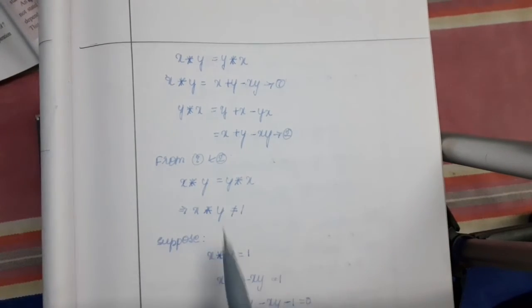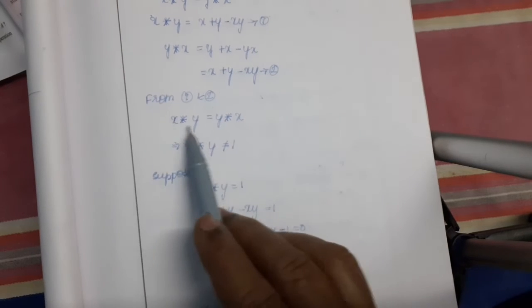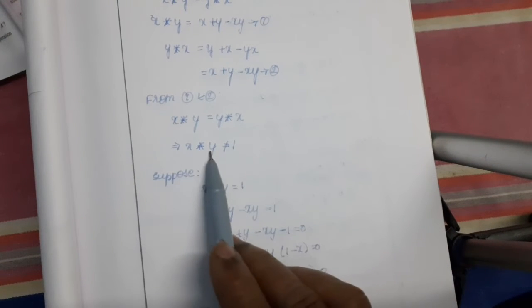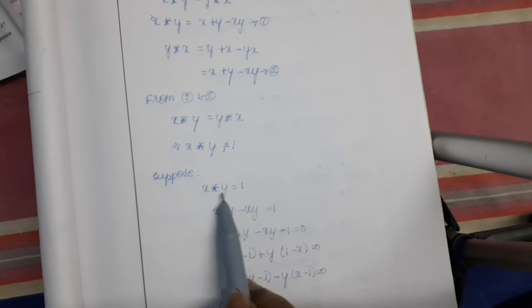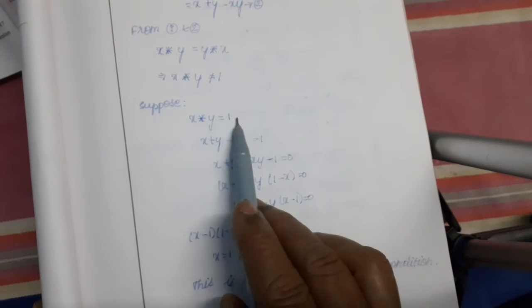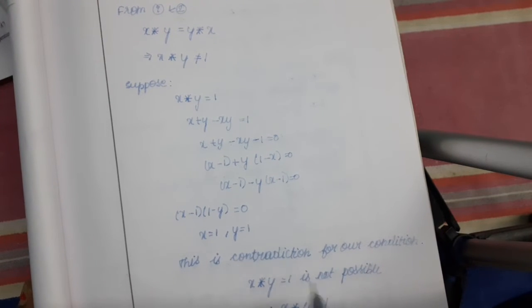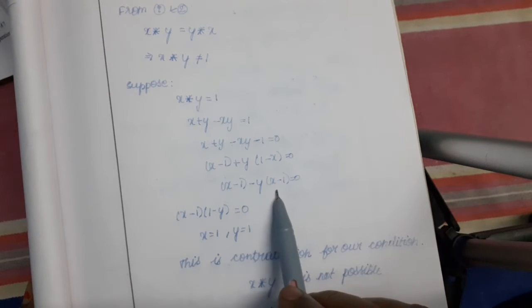Therefore, from 1 and 2, what property is satisfied? x star y equals y star x, so it is commutative. Now, x star y is never equal to 1. Suppose x star y is equal to 1, which means what? You substitute 1 instead of x and y, and we get x equal to 1. This is a contradiction for our condition, so x star y equal to 1 is not possible, because when you substitute, all the values are cancelled.